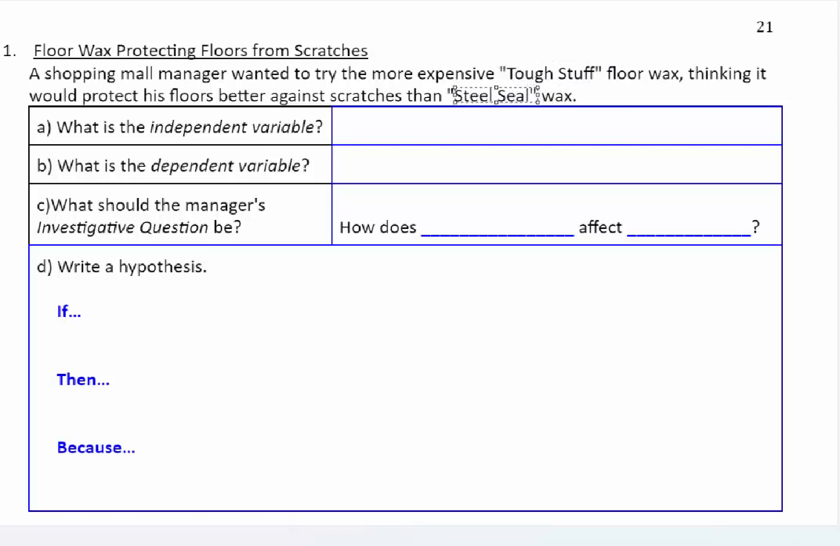He's going to try out Tough Stuff instead of Steel Seal. Okay, so as we think about that here, we're going to use that as our independent variable. So that means our independent variable in this case is the floor wax or the floor wax brand. It's going to change the brand purposely. And how's he going to know if this Tough Stuff actually works better? Well, they're going to measure the scratches.